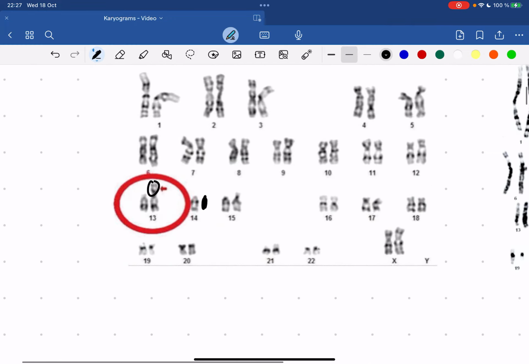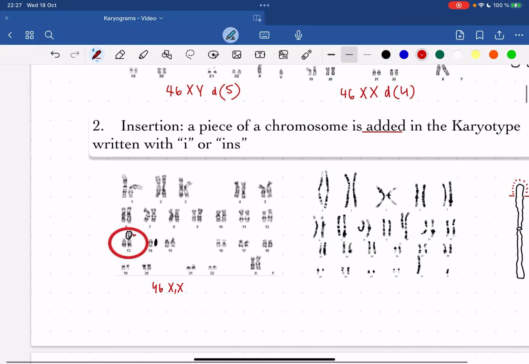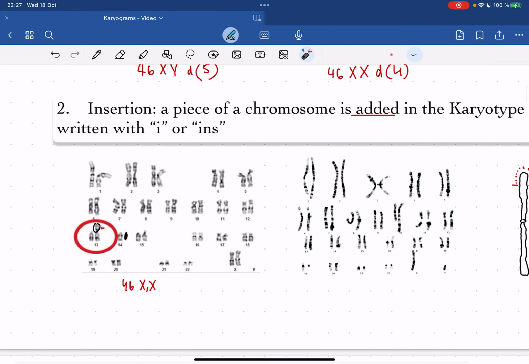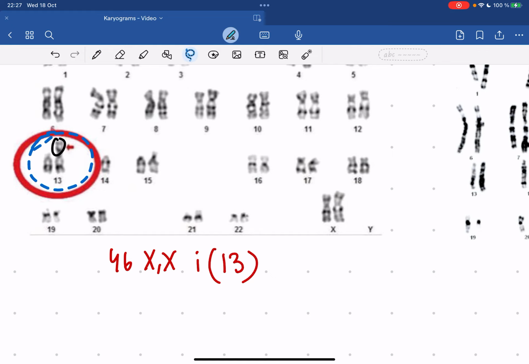Okay, so the amount of chromosomes in this image would be 46 always for insertion and deletion. And then the type of sex chromosomes is XX. So we would write X, X, and then we would write the parentheses, but before the parentheses we have to write if it's insertion or deletion. And we write an I and then 13, because that's what chromosome pair or chromosome is being affected.